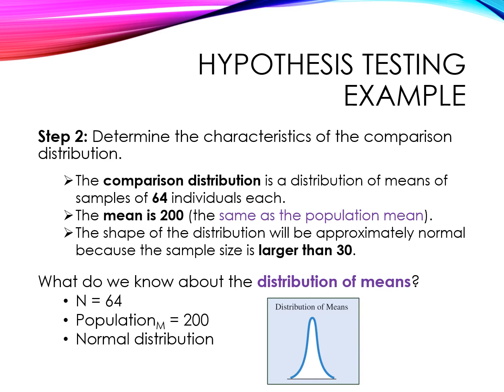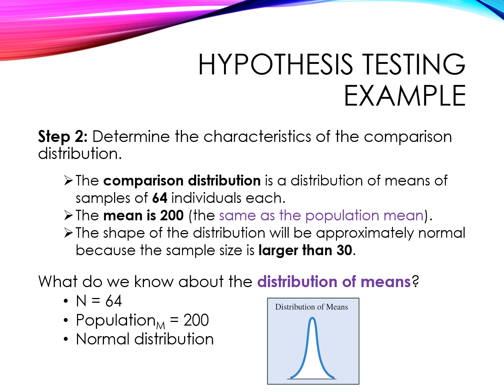Step 2. Now we're going to determine the characteristics of the comparison distribution. This is when we're going to be calculating the distribution of means of samples of 64 individuals each. Remember, we didn't have that information. We're not going to go out and sample groups of 64 people. We have this information about our general population, and so we can calculate the distribution of means knowing this information.